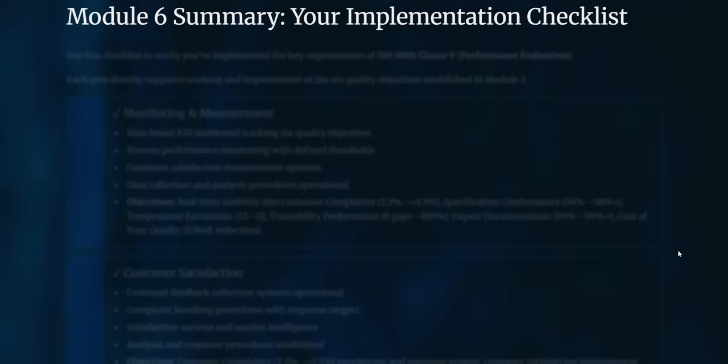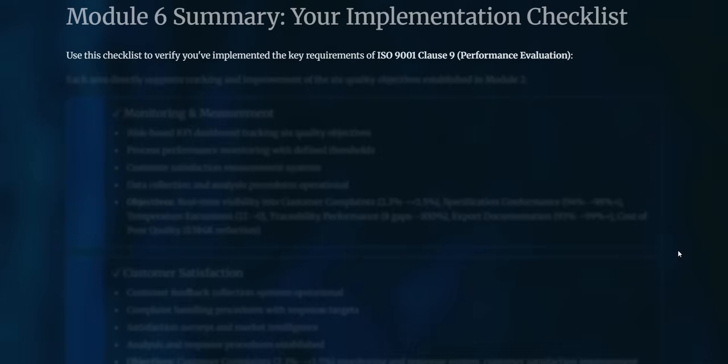Module 6 summary, implementation checklist, and we need to confirm if we have implemented this effectively in our organizations. Use this checklist to verify you have implemented the key requirements of ISO 9001 Clause 9 performance evaluation. Each area directly supports tracking and improvement of the 6 quality objectives established in Module 6 in our case, and in your case could be different objectives.